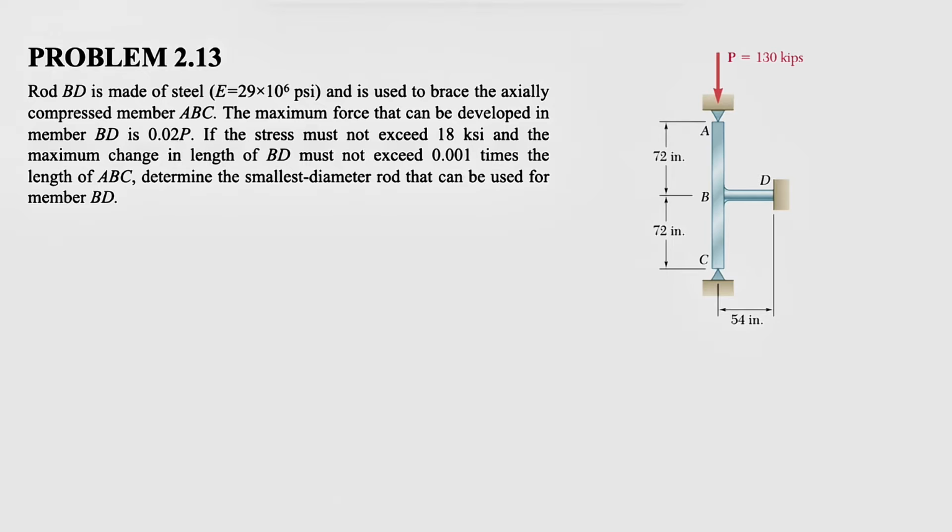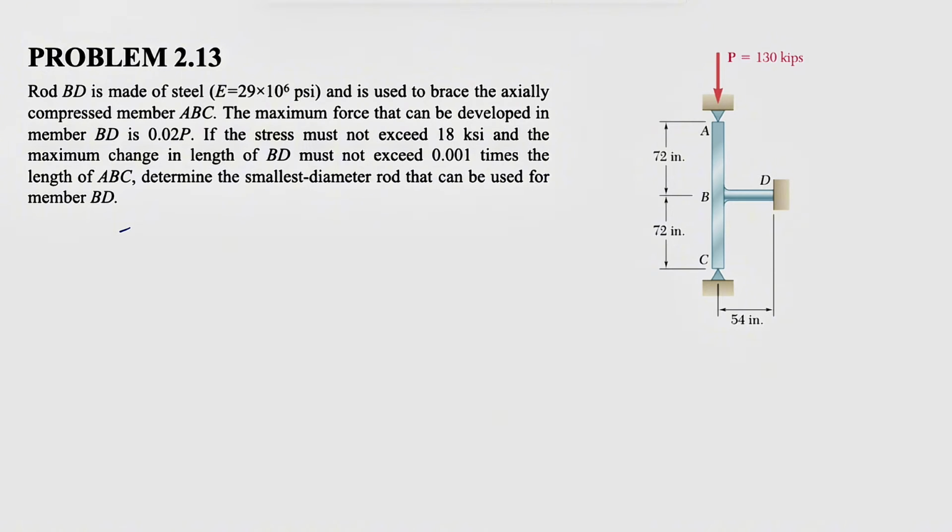So we have the force in the member BD. It's basically 2% of the force P. And we know that the stress must not exceed 18 ksi and the maximum change in the length of BD must not exceed 0.001. So we have two conditions. We have to watch for the stress and also the deformation of the member BD. And at the end, we need to determine the smallest diameter rod that can be used for member BD.